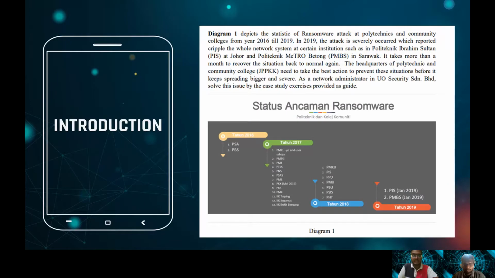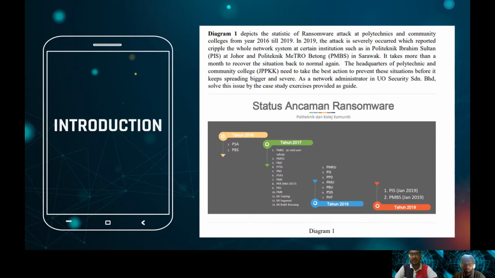The question given to us. Diagram 1 describes the statistics of ransomware attacks at Polytechnics and Community Colleges from 2016 till 2019. In 2019, the attack reportedly crippled the whole network system at certain institutions, such as Polytechnic Ibrahim Sultan, PIS, in Johor and Polytechnic Metro Betong, PMBS, in Sarawak. It takes more than a month to recover the situation back to normal again.